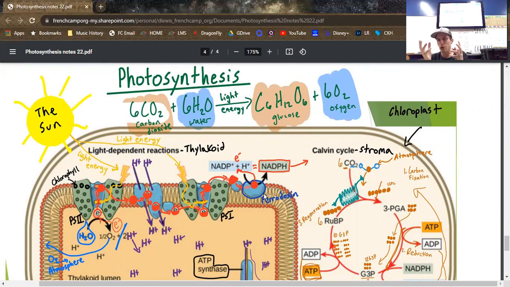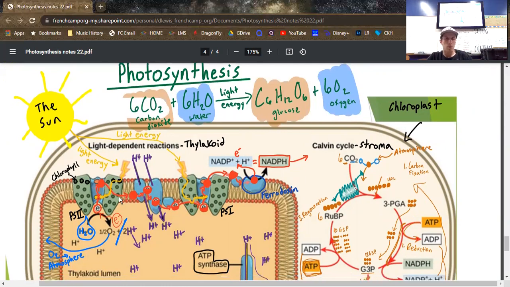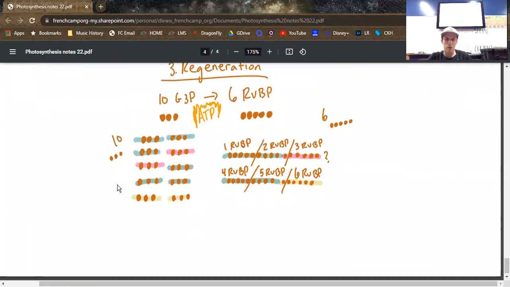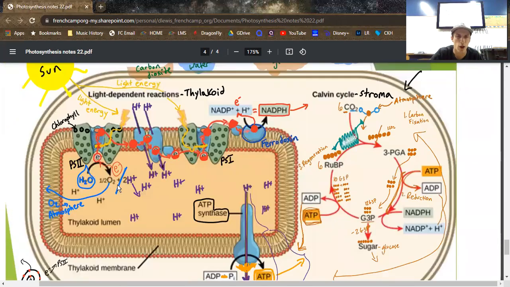The oxygen that we breathe comes from this process. So it is important to understand it. If anything, it helps you just appreciate what's happening. But that is all I got for you on this.